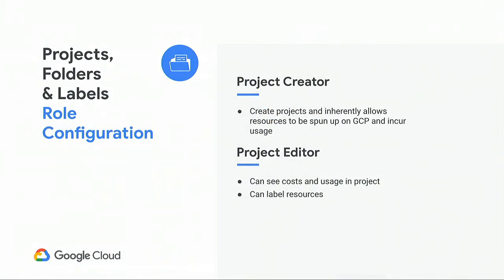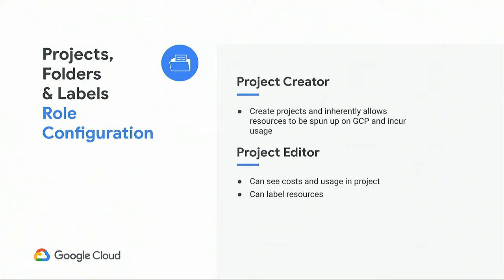Now with project folders and labels, we have two roles, one being the project creator role and the second being the project editor role. As the name implies, the project creator allows you to create projects. This individual will not only be able to create projects, but will also manage all of the service resources underneath it. At organizations, we've seen that an individual with this permission usually is in charge of developing the application. So it could be anyone from an engineering lead to a project manager, but someone who has access and visibility into budget cycles and so on.